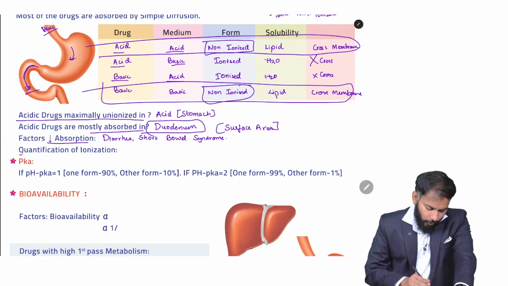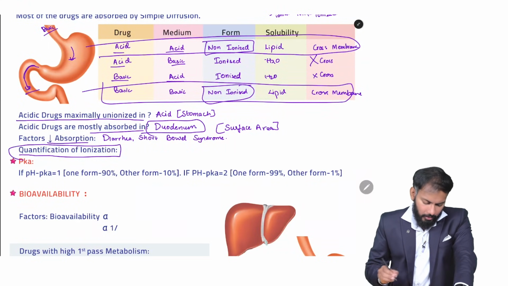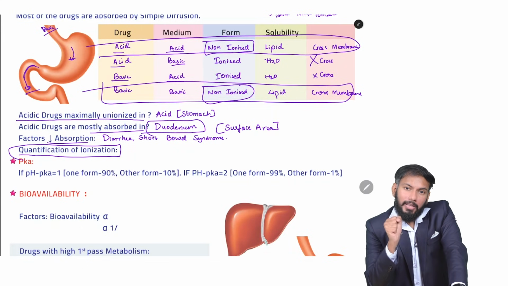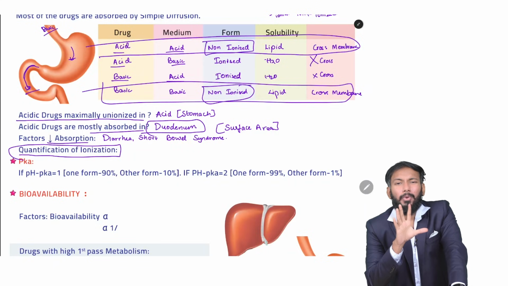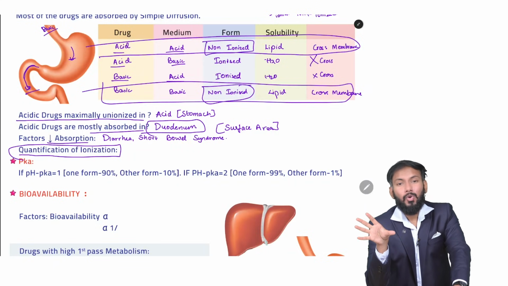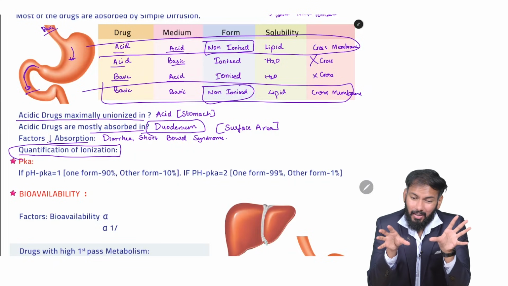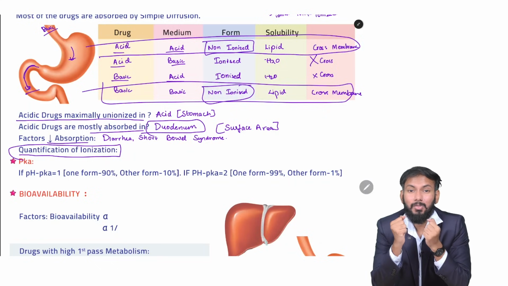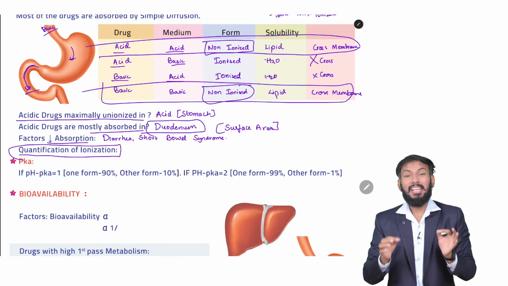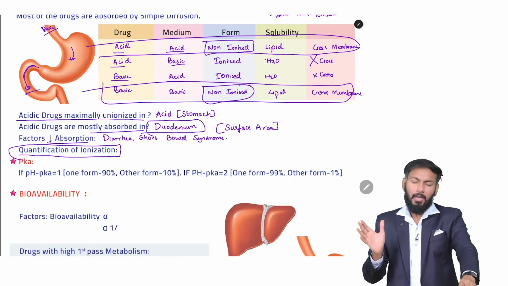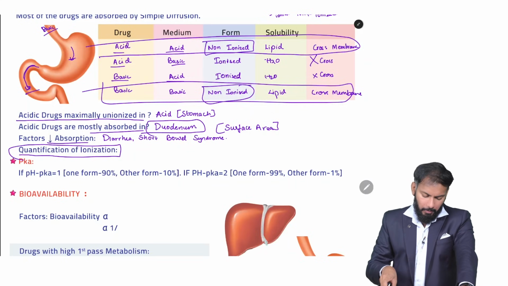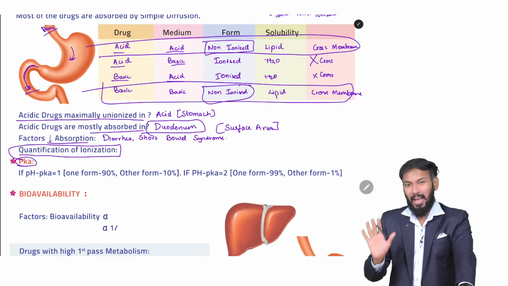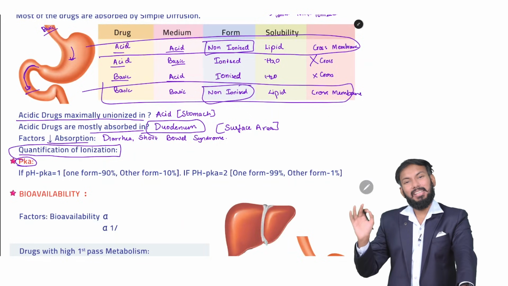Good. Now, how do you know this ionization? I told you that if the drug is in non-ionized form, it will be absorbed. Now, how can you know if the drug is in ionized form or non-ionized form? If it is in ionized form, how much of it is ionized and how much of it is non-ionized? That is why we have an equation that is known as the Henderson-Hasselbalch equation. Now, I don't want you to remember the equation, but I want you to remember something that is known as pKa. pKa comes from this Henderson-Hasselbalch equation.